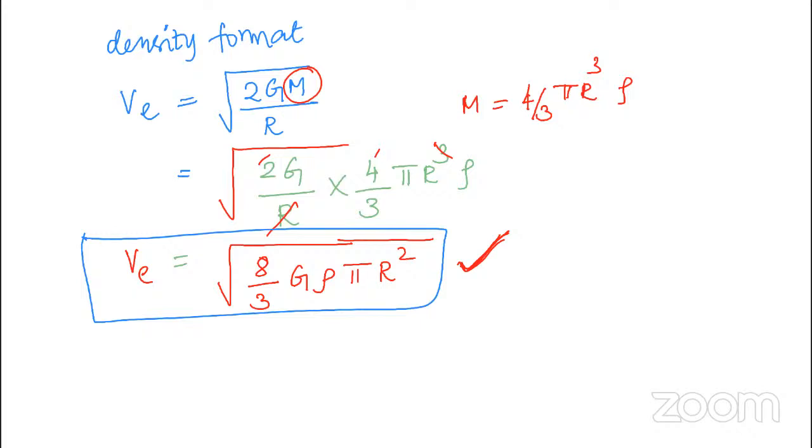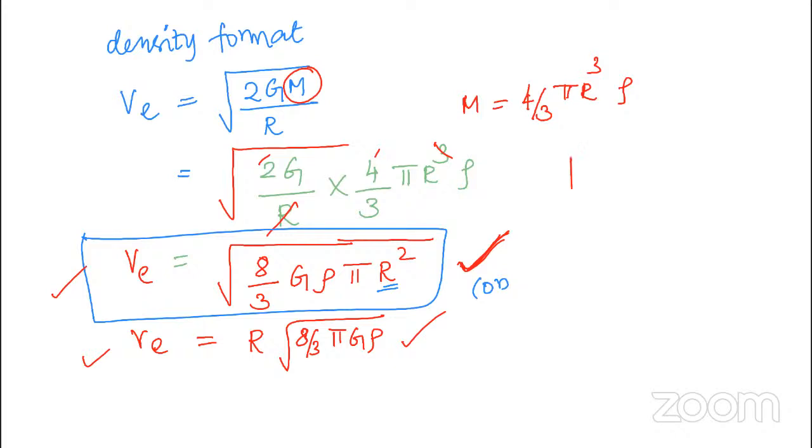Then this equation is rearranged. That is, we have to take r outside. Then the value of Ve should be equal to r into square root of 8 by 3 into pi into g into rho. So this is also correct. So we have to write any one of the forms.